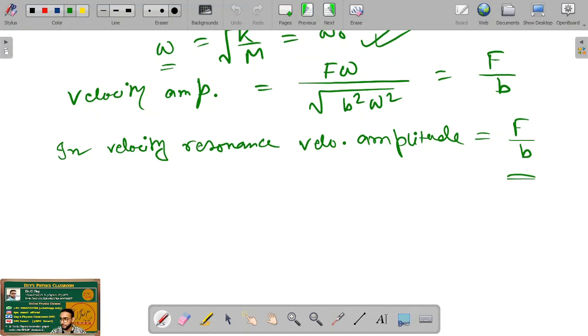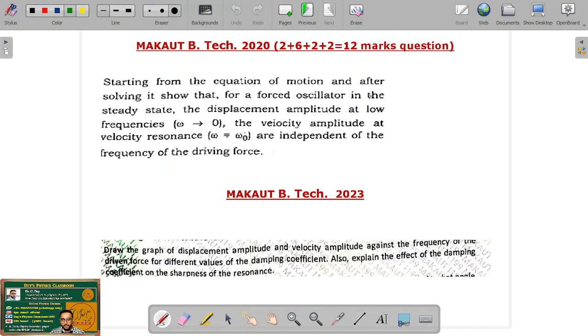One thing you can see from these results, from the amplitude resonance as well as velocity resonance, is that at resonance condition, both the amplitude resonance part and the velocity resonance part are independent of frequency. In the 2020 MAKAUT BTech question paper, this question came: starting from the equation of motion and after solving it, show that for a forced oscillator in the steady state, displacement amplitude at low frequencies and velocity amplitude at velocity resonance are independent of the frequency of the driving force. This solution I have already discussed in this lecture.